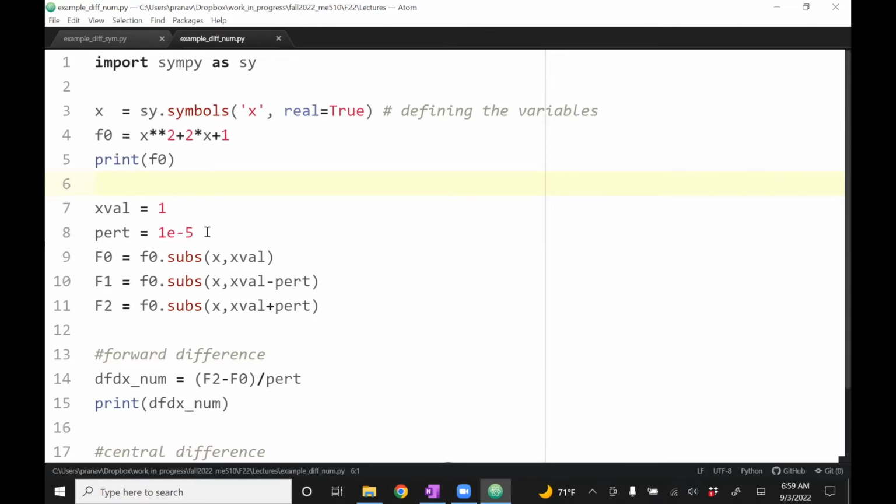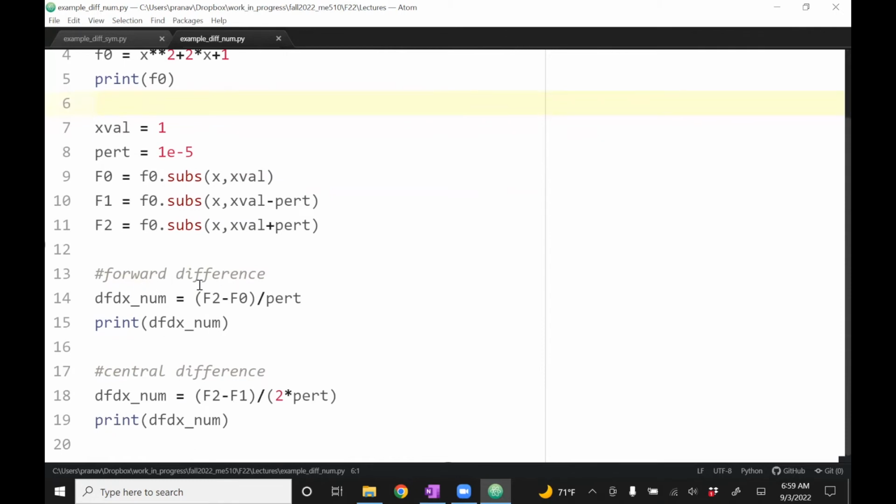Now let's see how to compute the numerical derivative. I compute the value of f0 at 3 points. I compute it at xval, which is 1. I compute xval minus part, which will be 1 minus 1e-5, and xval plus part, that gives me 3 values. Now I can compute the forward difference using this formula, f2 minus f0 divided by part, which is this value and this value. Note you could also use f0 minus f1 and get the same answer. And then central difference, which is using f2 and f1.